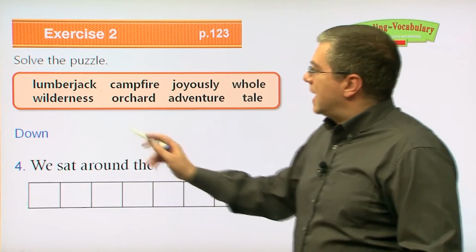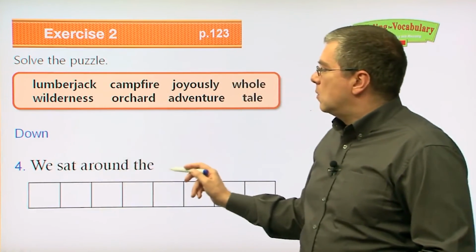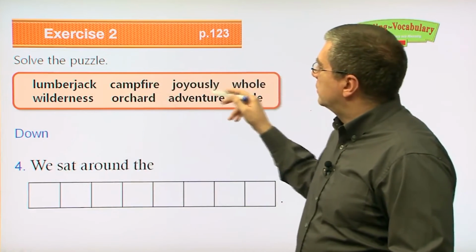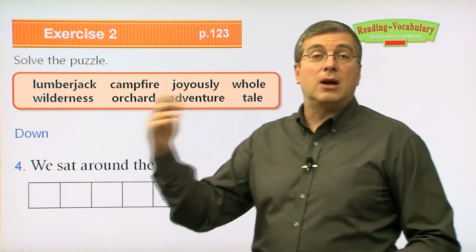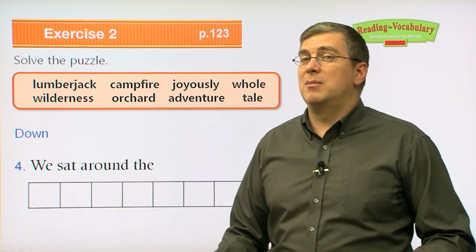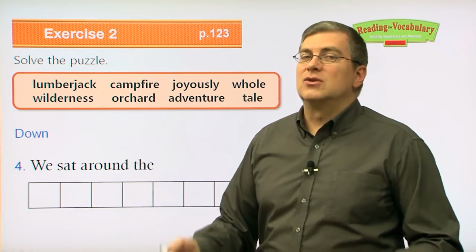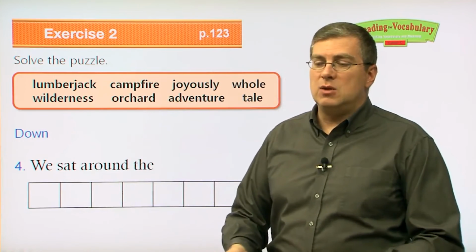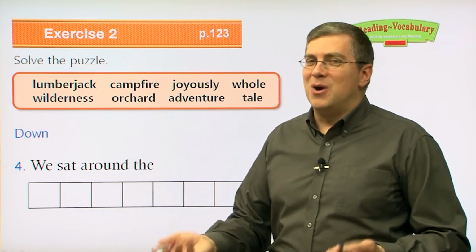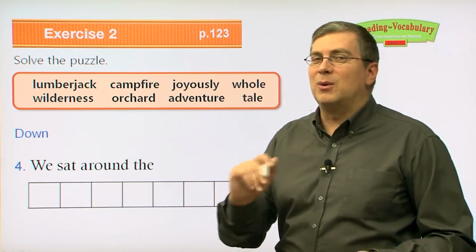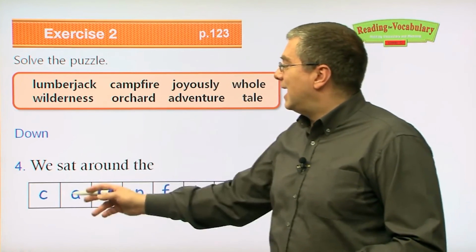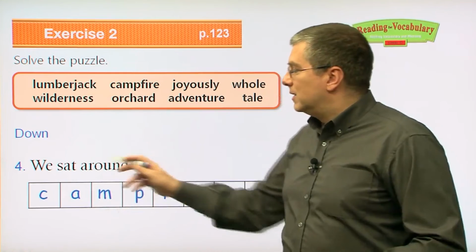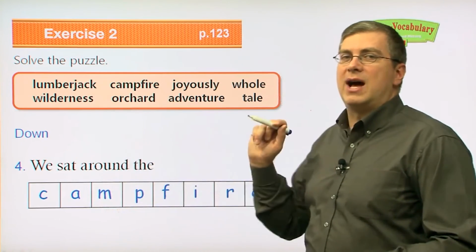Four down. We sat around the what? You sit around, what would you sit around? Especially when you're with your family, you're out in the woods, you're having a good time camping. So at night, right, you build a fire, and what would you sit around? You'd sit around that fire. What do we call that fire? Remember, you're camping, so we call that a campfire. We sat around the campfire.